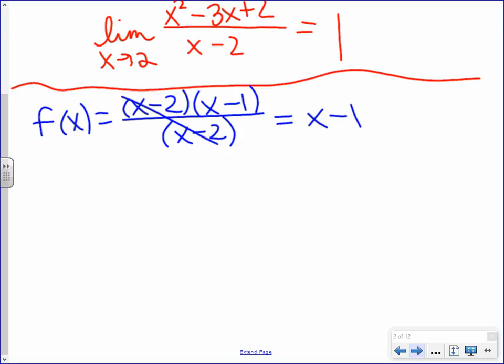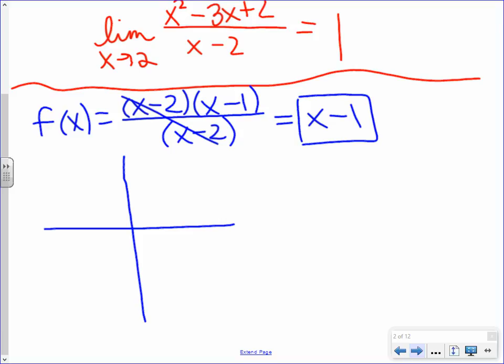Doesn't it mean you have a hole in the graph? Yes. It means you have a hole in the graph. So really we have this graph with a hole at x equals 2. So what does that line look like? We have a y-intercept of -1 and a slope of 1. However, at x equals 2, we have a hole.